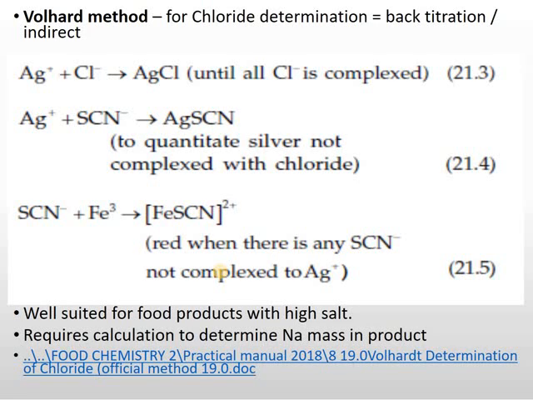So I'll just repeat this again. The first step is where you have an excess volume of your silver nitrate that reacts with the chloride, and it complexes all the chloride. However, because it's in excess, the leftover silver then reacts with the potassium thiocyanate to form silver thiocyanate. However, not all the thiocyanate is going to react. The leftover thiocyanate ion is the one that reacts with the ferric indicator to form a red precipitate.